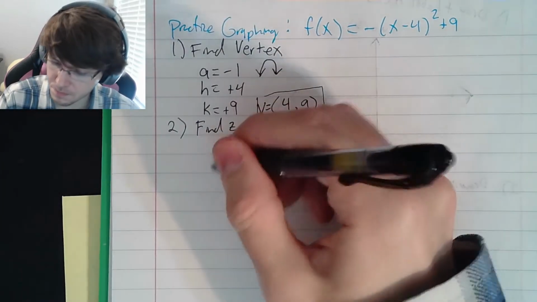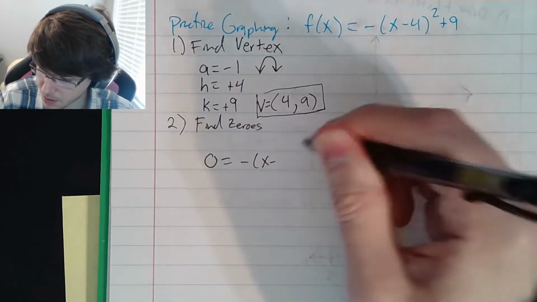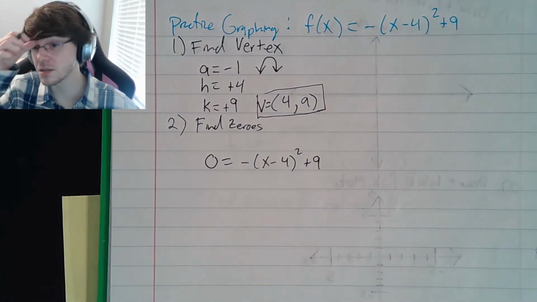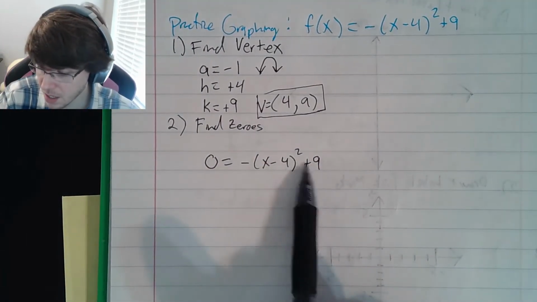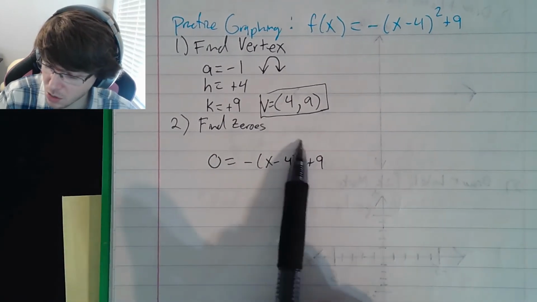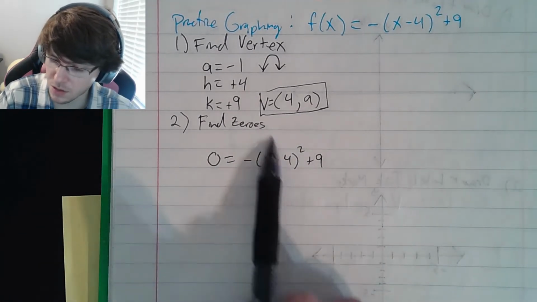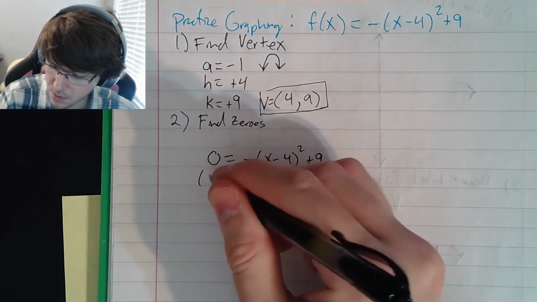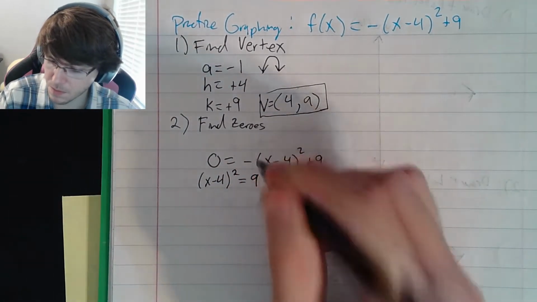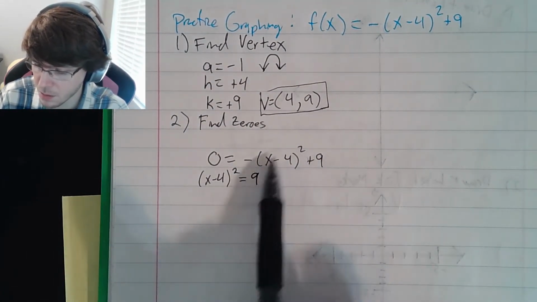Here we go. 0 equals negative x minus 4 squared plus 9. So the trick here is in the previous question, I took that positive 9 and I moved it to the left-hand side and made it negative. But on this question, I could take this whole negative term and move it to the other side to make it positive. I'm going to let you guys think about that for just a second. So what did we do? We took that whole thing, moved it to the other side, and made it positive.